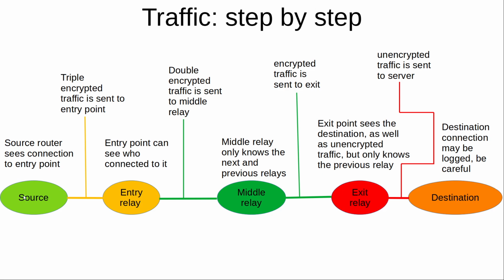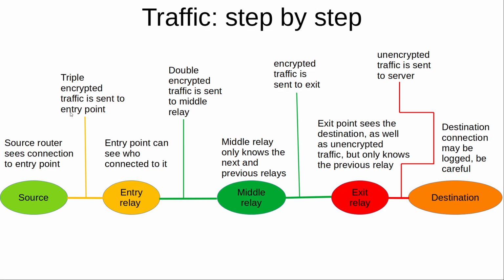So at the source, you initialize a connection. Your router, assuming this is a client-server setup where you have a standard user connecting, will see you're connecting to Tor, and maybe your ISP doesn't like that. Maybe you're in China, they don't like that, etc., whatever.